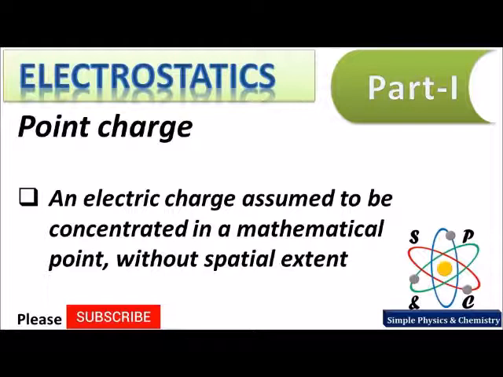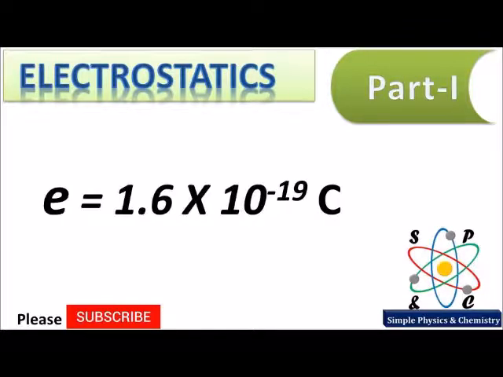Now we'll discuss point charges. Point charge means the area or the volume of the charge is very small. It is almost equal to a point, but in the real case it always has some dimension. The point charge will have some amount of charge q, but we also have to know that the value of charge is quantized.